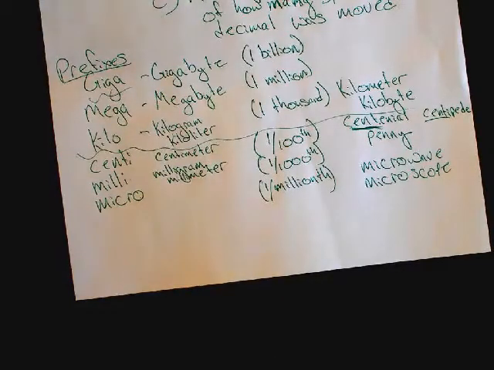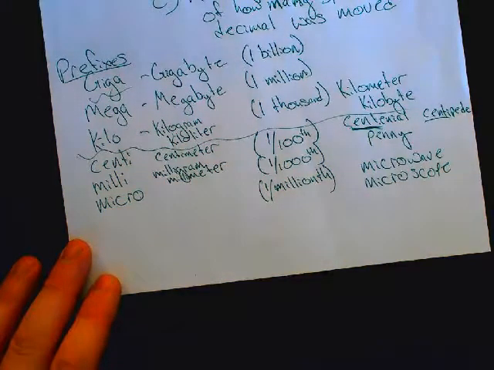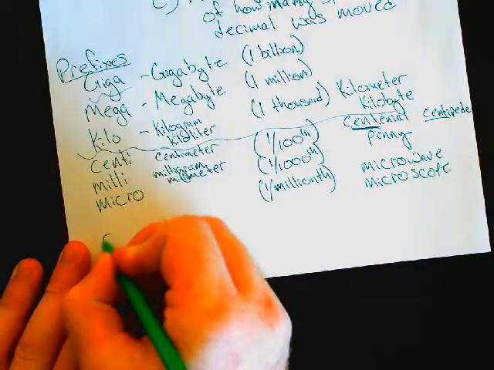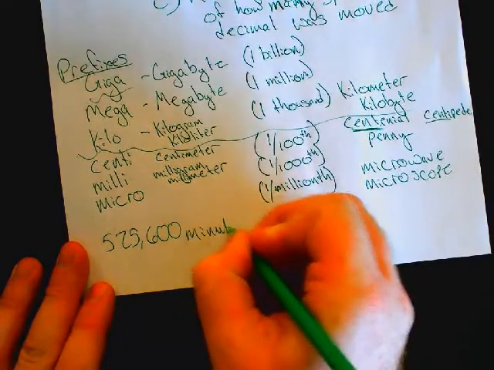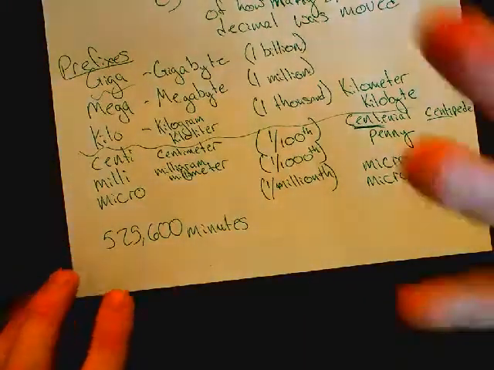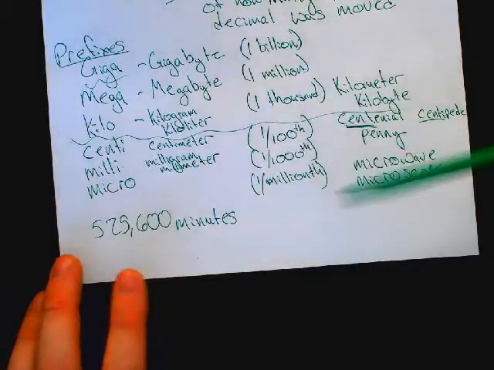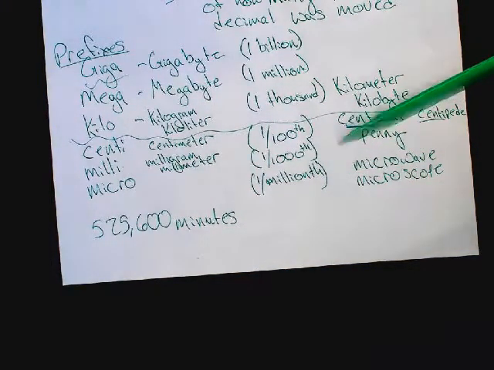However, something I could start talking about in terms of some of my prefixes is minutes in a year. If I wanted to measure the number of minutes in a year, I would be talking about 525,600 minutes. That's the number of minutes in a year. So which of these terms do you feel like would be the most appropriate for measuring the number of minutes in a year? Yeah, Colin. Why kilo?